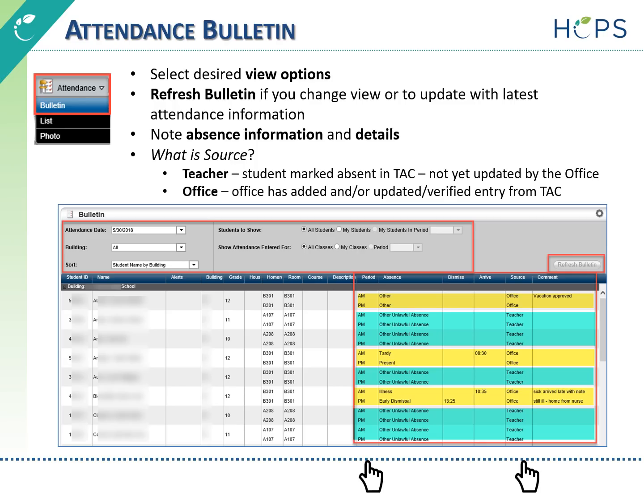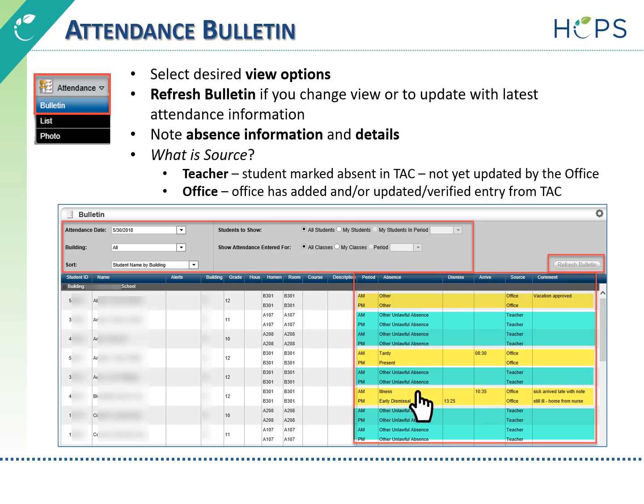The sort option allows you to control the display of students in the list. Students to show and show attendance entered for allows you to view all students in the building or just students associated with your classes. As you make any changes to the view options, be sure to click Refresh Bulletin to view the latest data.